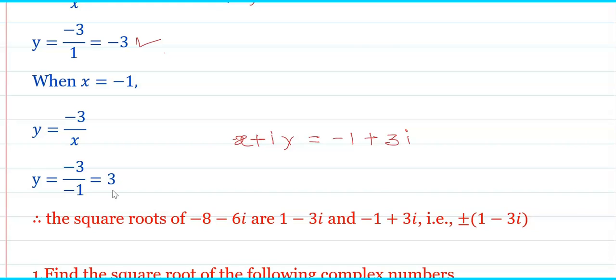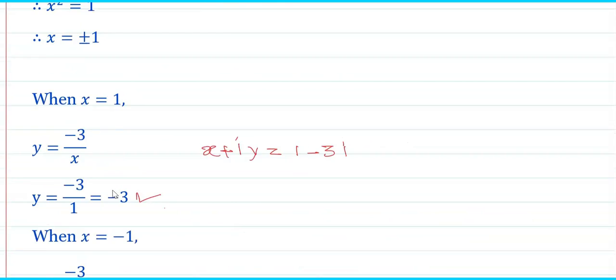That is plus or minus (1 minus 3i). If we operate the plus sign here, then you will get 1 minus 3i. If we operate the minus sign, then minus 1 plus 3i. This is the minus 1 plus 3i. Again, you can check this once more.